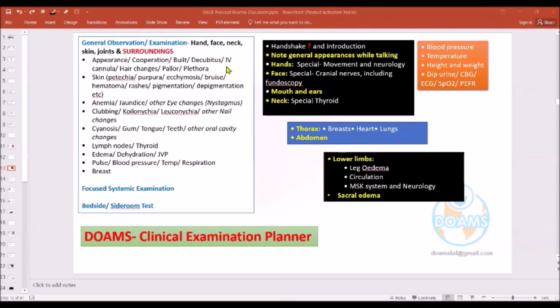Overall, we have to include hand up to toe. So you start from the hand, come to the face, neck, skin, joints, and surroundings. And one by one: appearance, cooperation, build, decubitus, already a big list is there. Please, silently, each one be seen by all of you.